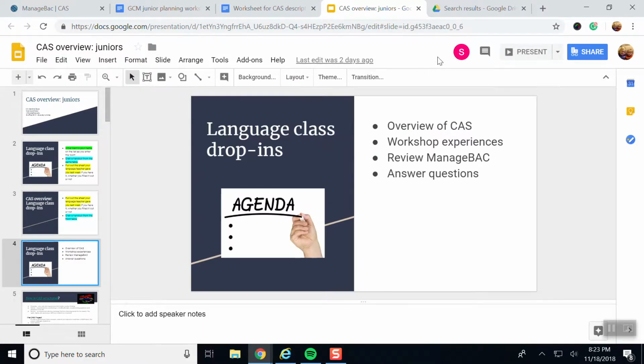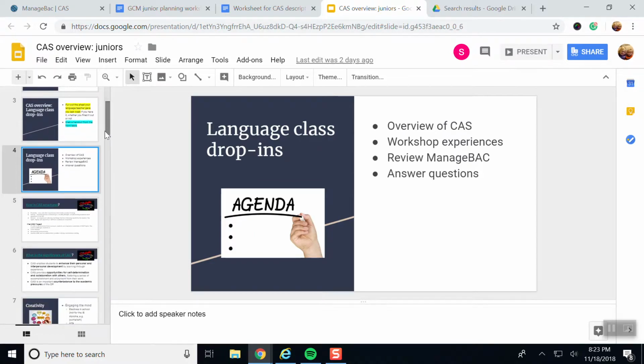The idea today is that you guys are going to understand CAS a little bit better. Hopefully you have a chance to workshop your experiences with some of your peers, and you can do that with those two worksheets I just mentioned. I'm going to show you exactly what ManageBack looks like with some of the class of 2020's work, and then if you need to, you can email me questions. Obviously you can't ask a question to a video.